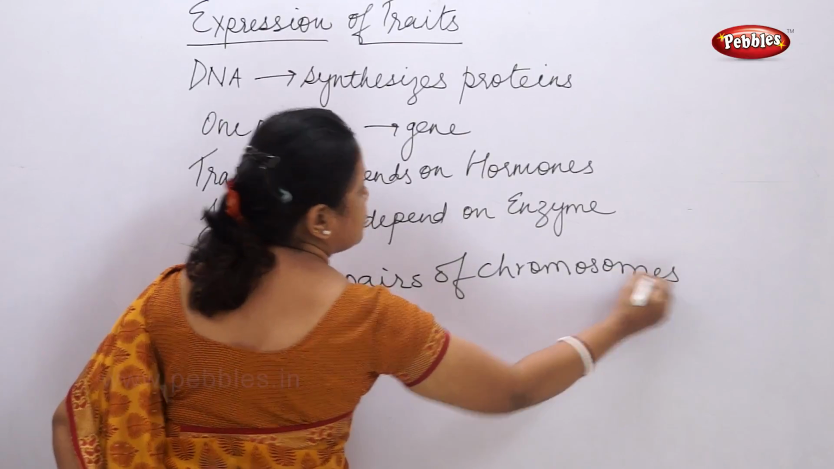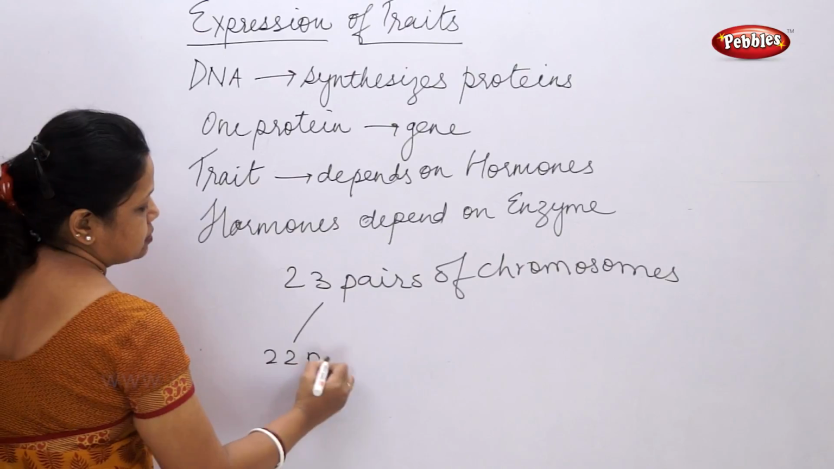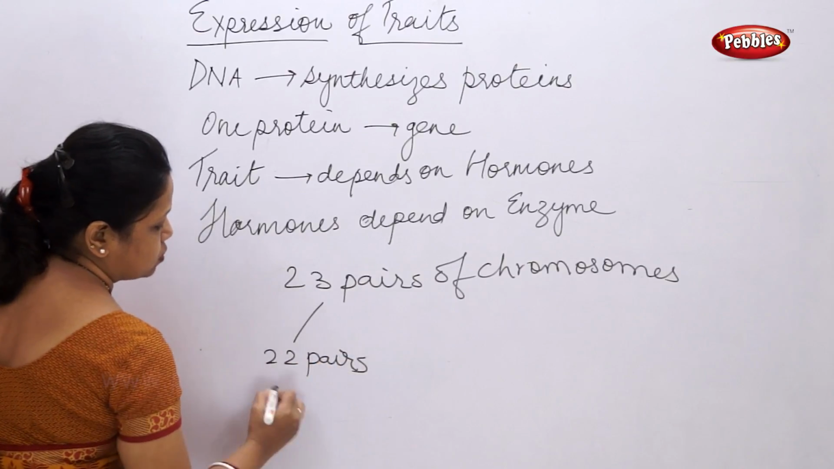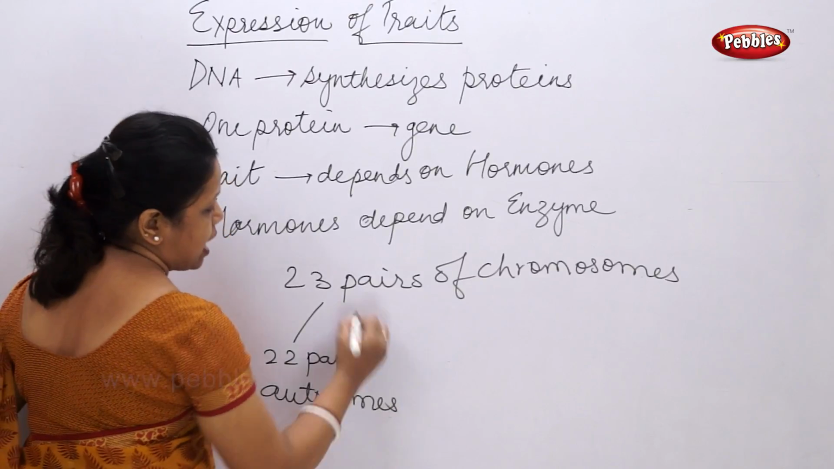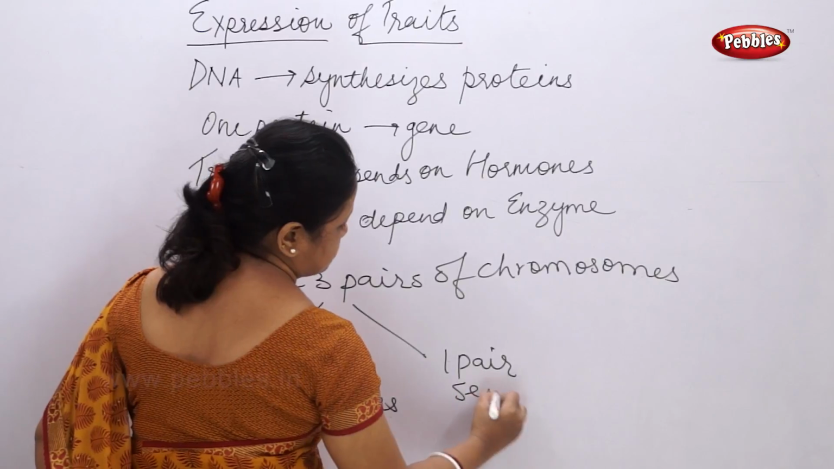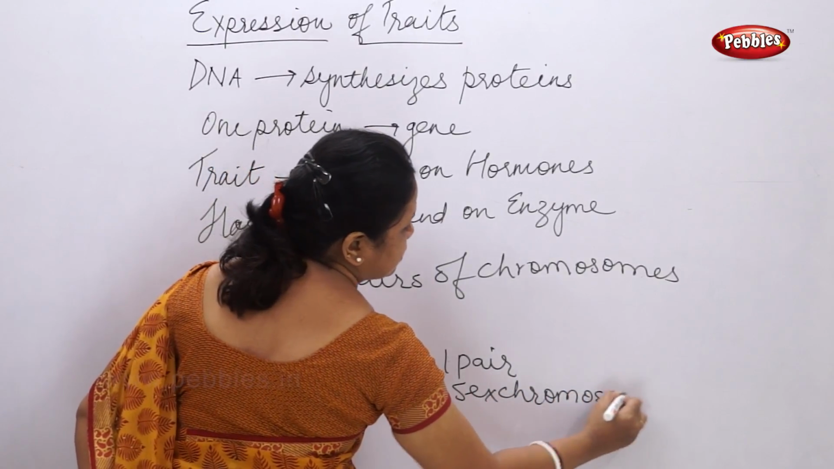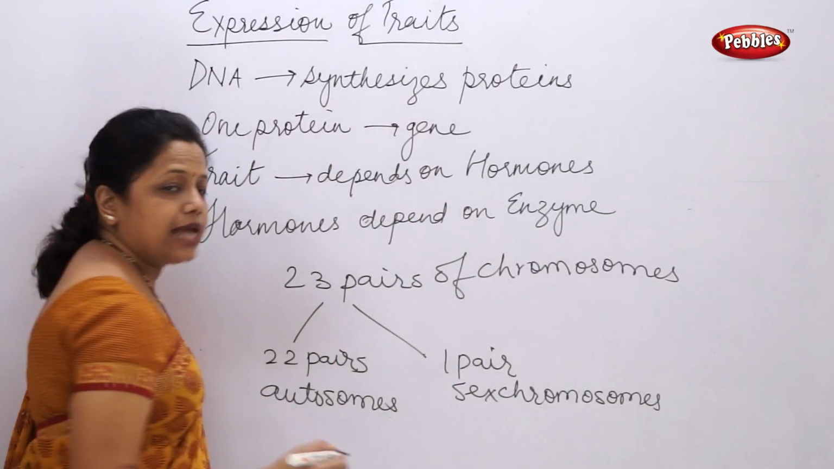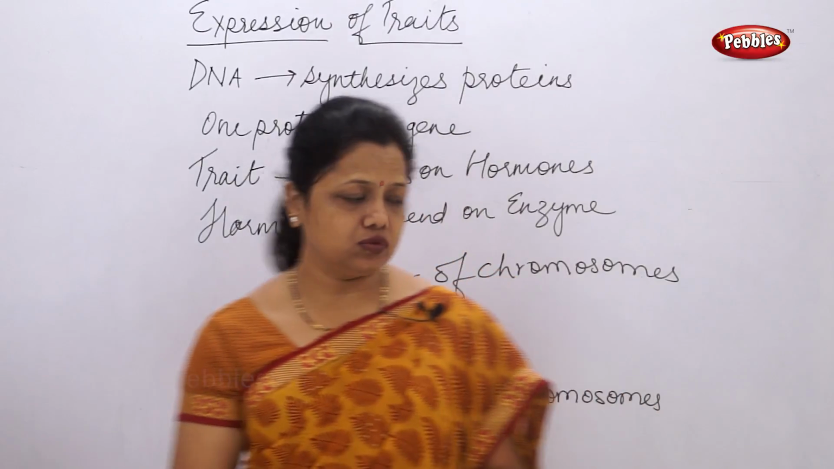Out of these 23 pairs of chromosomes, 22 pairs are called autosomes, and one pair is called sex chromosomes. That means determining the gamete, whether it contains the X chromosome or the Y chromosome.